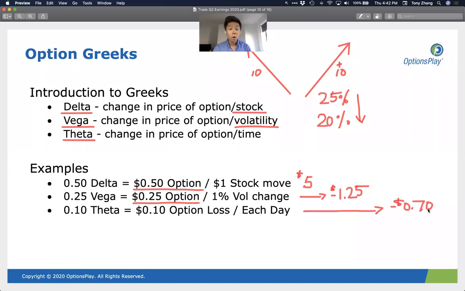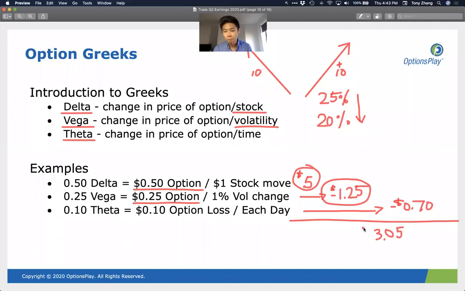If we add all of these things up, that's how we can get a sense for how much money we gain or lose. Let's say we bought a call option and the stock moved up 10 bucks, we gained $5 from delta. We lost $1.25 to Vega. So in this particular case, we're up $3.75 between the delta and the Vega. And then we lost another 70 cents to theta. So our net profit on this whole trade is $3.05.